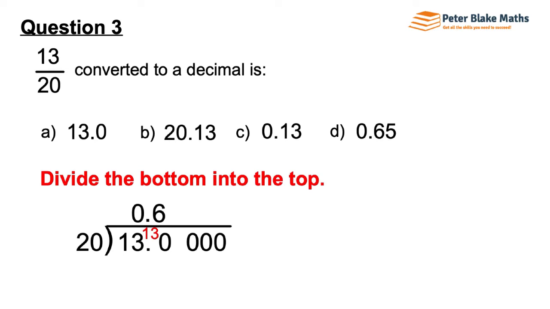So 6 lots of 20 makes 120. We'll have a 10 remainder, which will move over to the next 0. And we'll say 20 into 100.